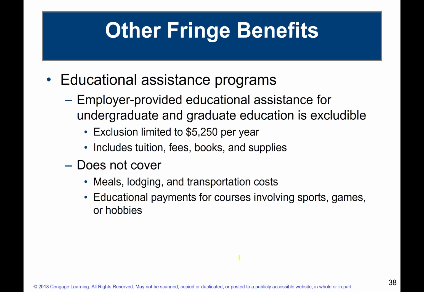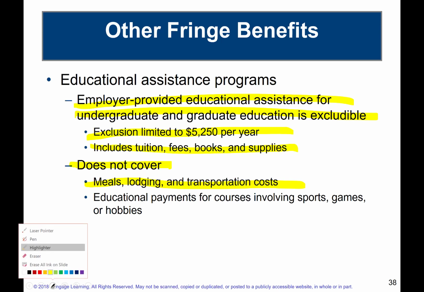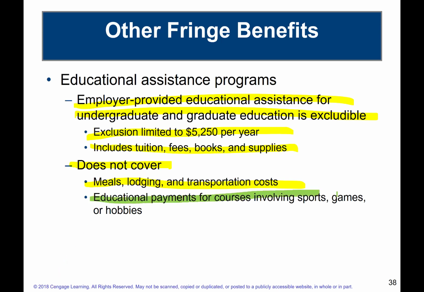Educational assistance programs. Okay, employer-provided educational assistance for undergraduate and graduate education. Exclusion of $5,250 per year. It has to be for tuition and fees. It does not cover what? Meals, lodging, transportation costs. Also, you can't send someone to school for poker playing. Okay, yeah, we're going to make you the poker champion. We're going to send you to school for that. Don't worry about it. If they pay your tuition for that, that's going to be included.